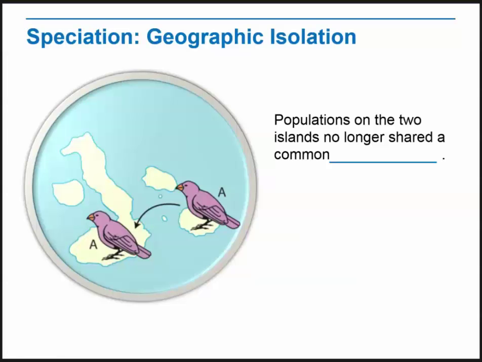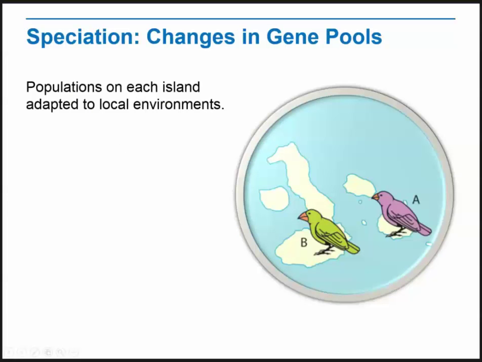Later, a few birds of species A crossed to another island. Because these birds do not usually fly over open water, they moved from island to island very rarely. Thus, finch populations on the two islands were geographically isolated. The finch populations no longer shared a common gene pool. Over time, populations on each island further adapted to local environments.